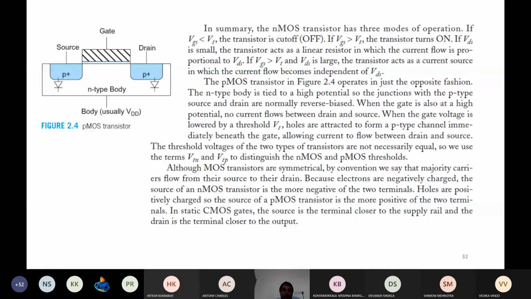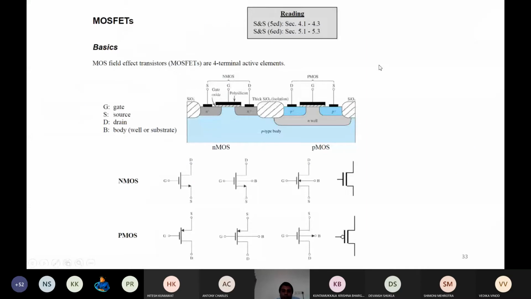Next, if both N channel and P channel MOSFETs are fabricated on the same body, as shown here, a P type substrate is taken, with N plus doping for the source and N plus doping for the drain, some silicon dioxide, and on top a polysilicon gate, with metal contacts for source and drain. If this device should be isolated from other components on the same substrate, then silicon dioxide is created here to isolate it.